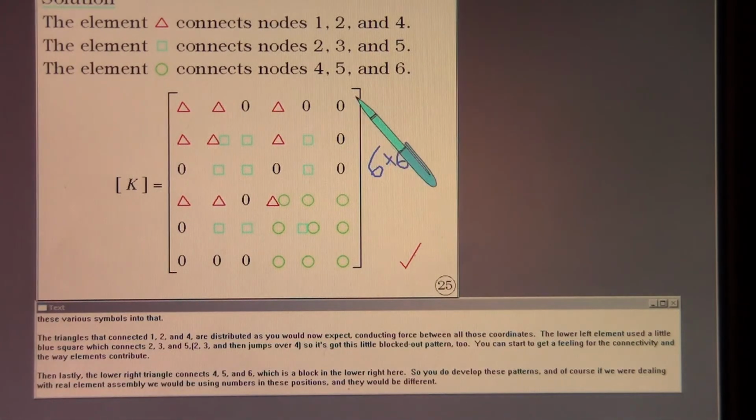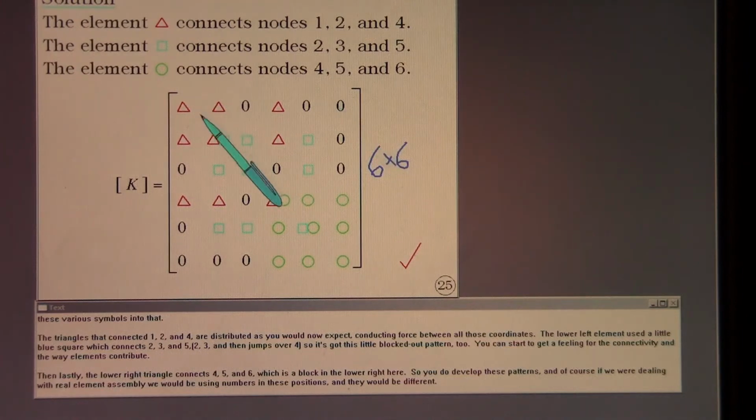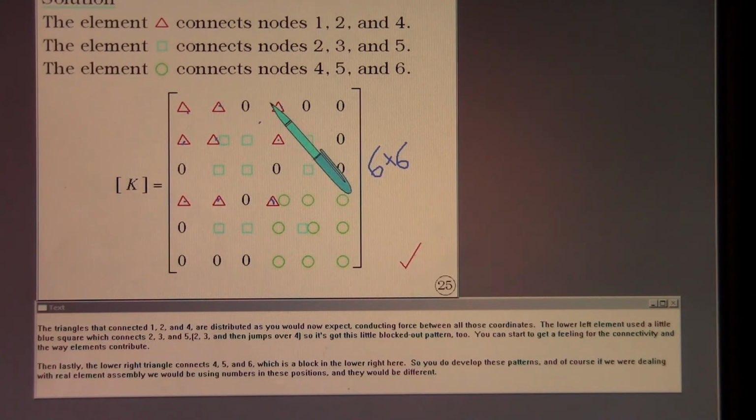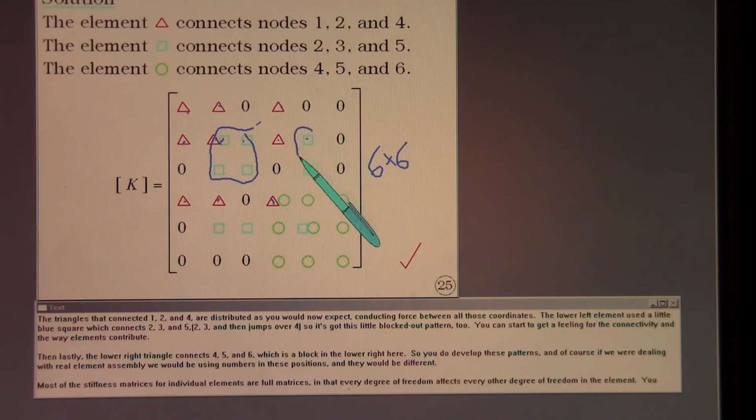And then we would embed these various symbols into that. The triangles that connected 1, 2, and 4 are distributed as you would now expect, conducting force between all those coordinates. The lower left element used a little blue square which connects 2, 3, and 5, and then jumps over 4 and 5. So it's got this little blocked out pattern too. You can start to get a feeling for the connectivity and the way elements contribute.